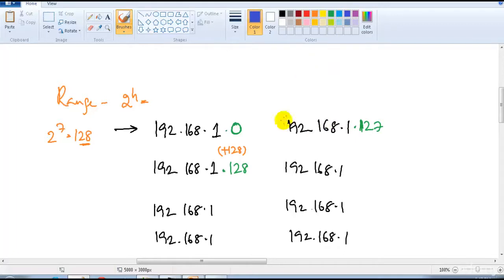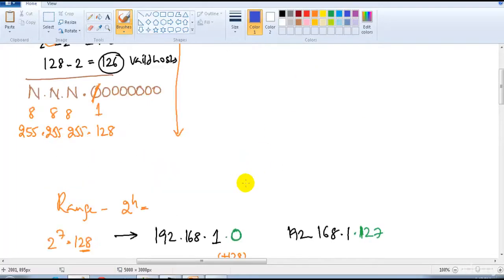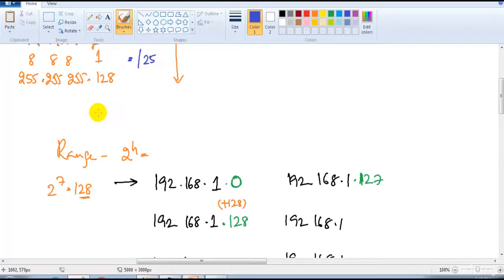And what is the subnet mask? What is the slash value we got here? Slash 25. 8 plus 8 plus 8 plus 1, slash 25. So I'll write down the slash value here because mostly in the documentation you will see the range written like this. Now this is your first range.